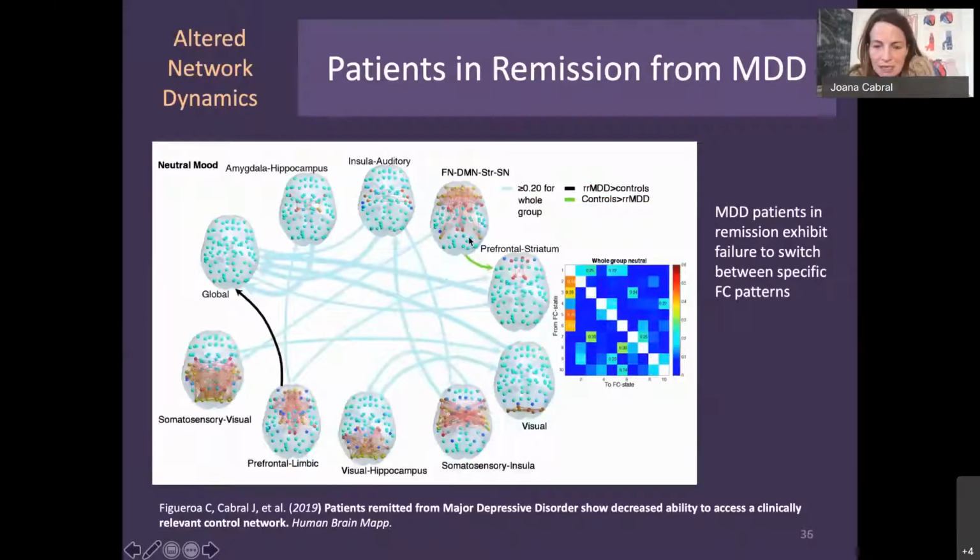Also here, we are again looking at the trajectories, and we find that when either the controls or the patients enter this network state, which is already less probable in patients, the controls will switch from here significantly more often to a network comprising the connectivity between the prefrontal areas and the striatum.